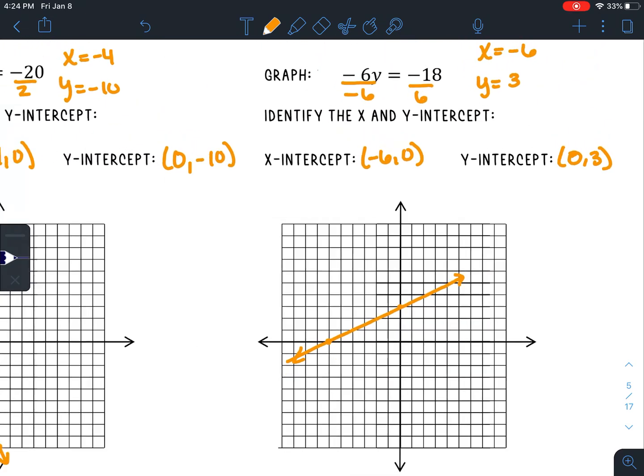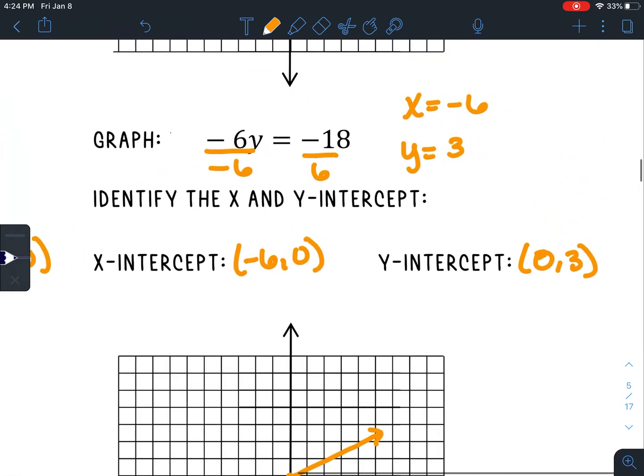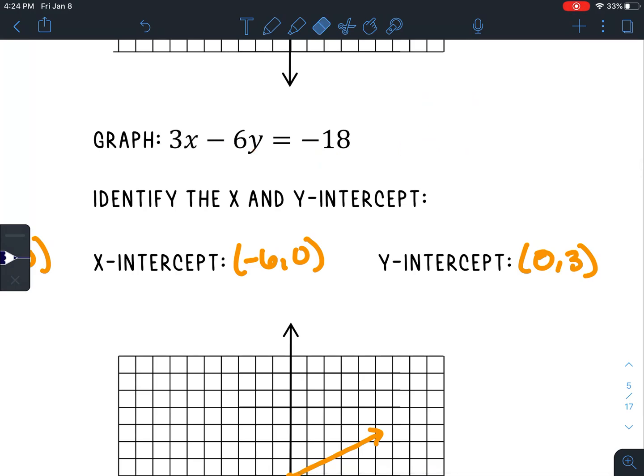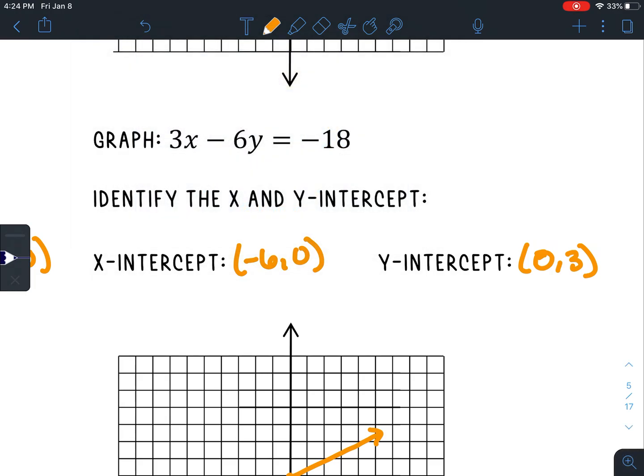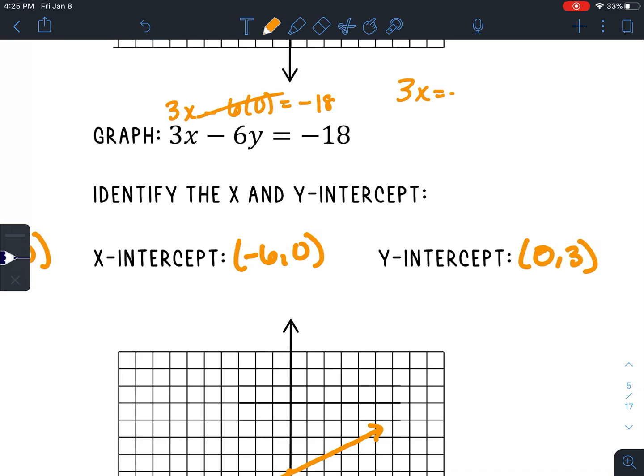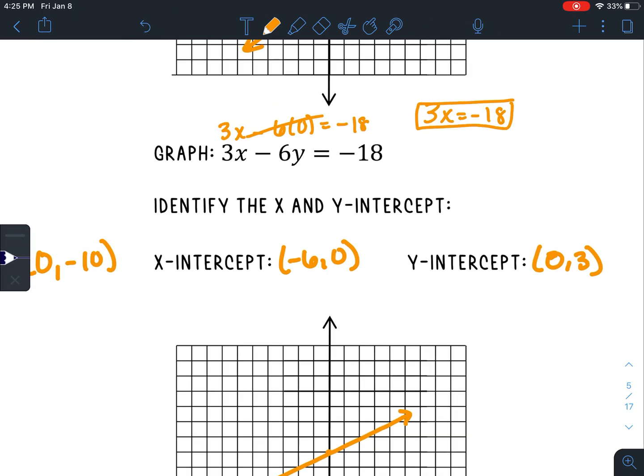Now, some of you may be sitting here wondering, why does this work? Well, let's talk about that real quick. When we're finding our x-intercept, that means y is 0. If I were to plug in a 0 for y, I would have 3x minus 6 times 0 equals -18. Anything times 0 is just 0, so that goes away. That gives me 3x equals -18. That's why we are able to literally just cover it up and divide.